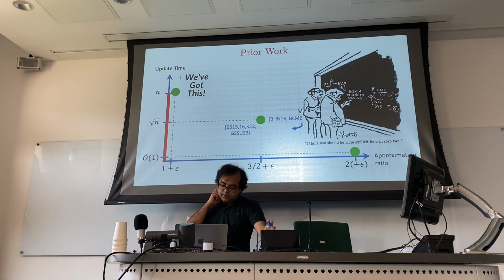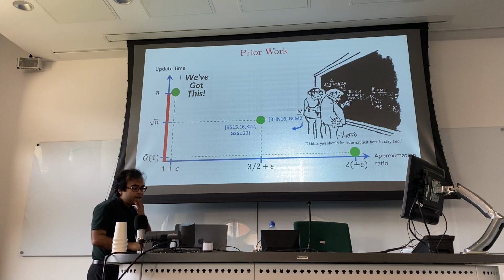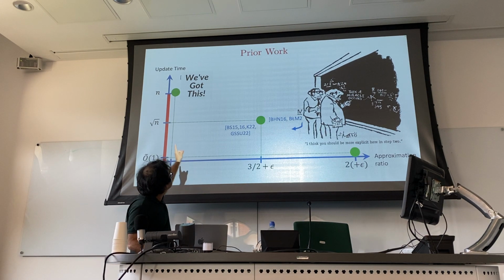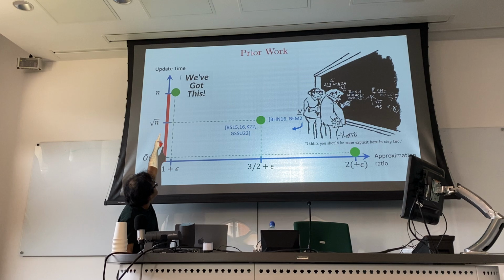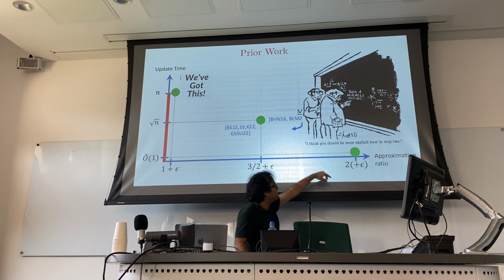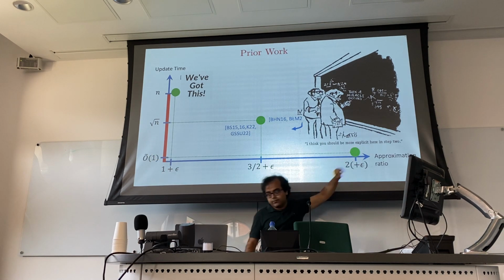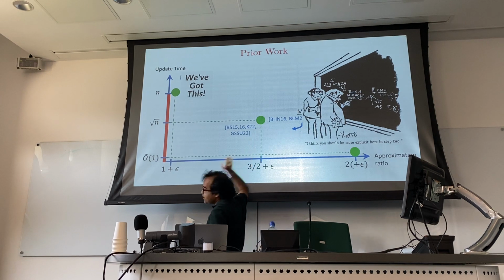Okay, so we are here. We have seen how this first point works. We have some intuition as to how we achieve this. I'm going to skip this middle point.